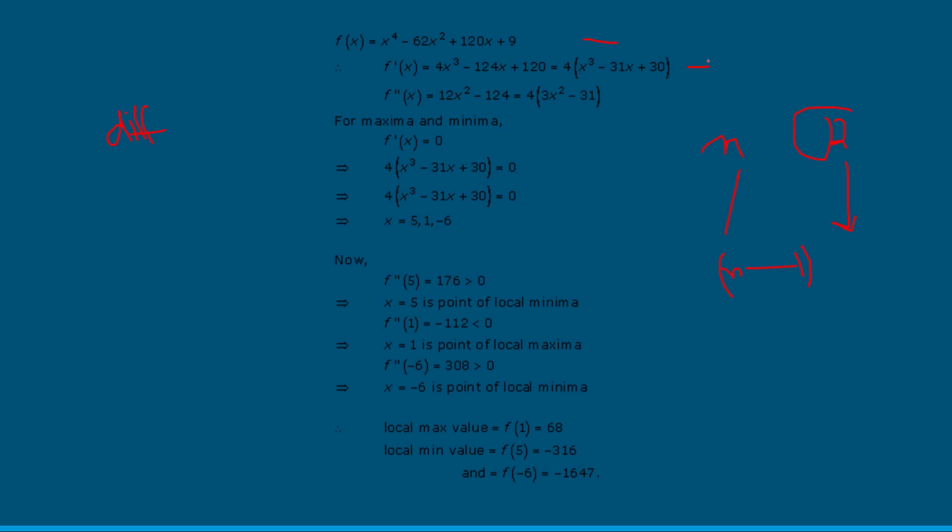F dash of x is the first differentiation. So f dash of x is equal to 4x cube minus 124x plus 120. On differentiation of f of x, we get this. In all the terms, 4 is common. Taking 4 as common, we get x cube minus 31x plus 30. Next, for the maximum or minimum value, we equate the first differentiation to 0. Then we get the roots as 5, 1 and minus 6.